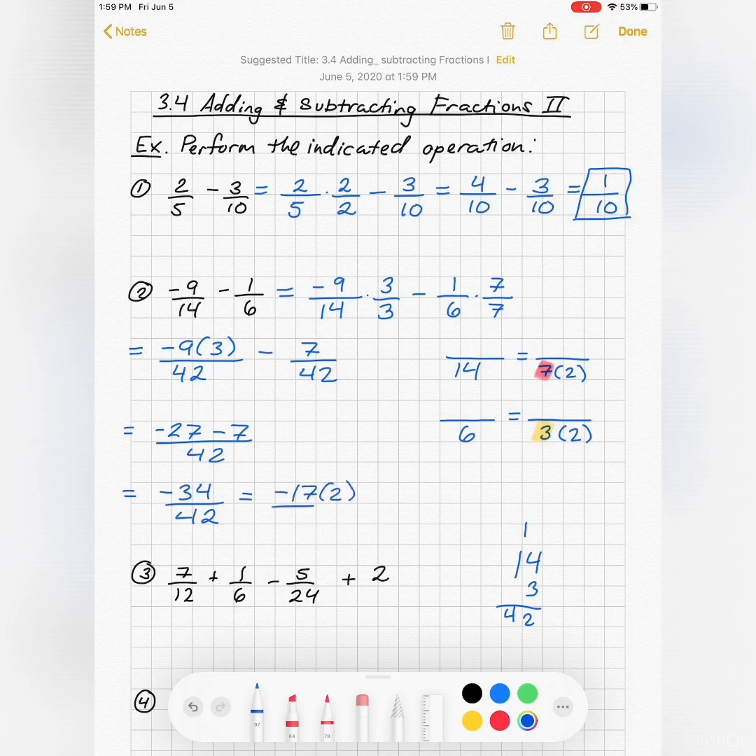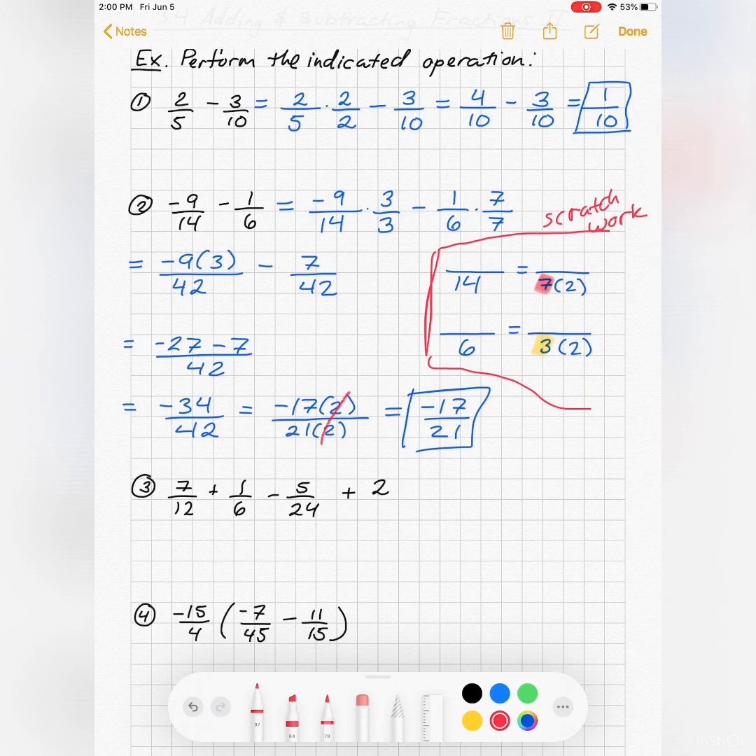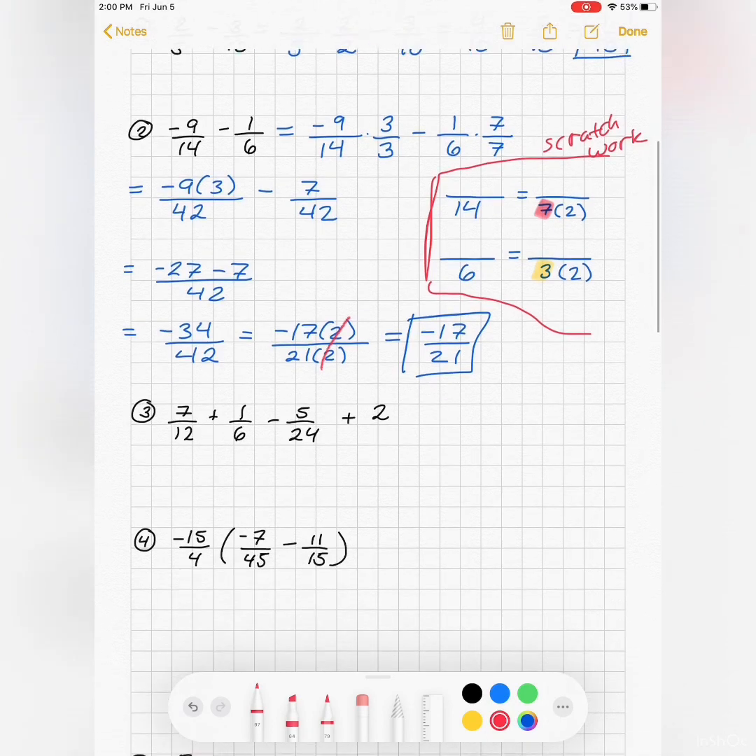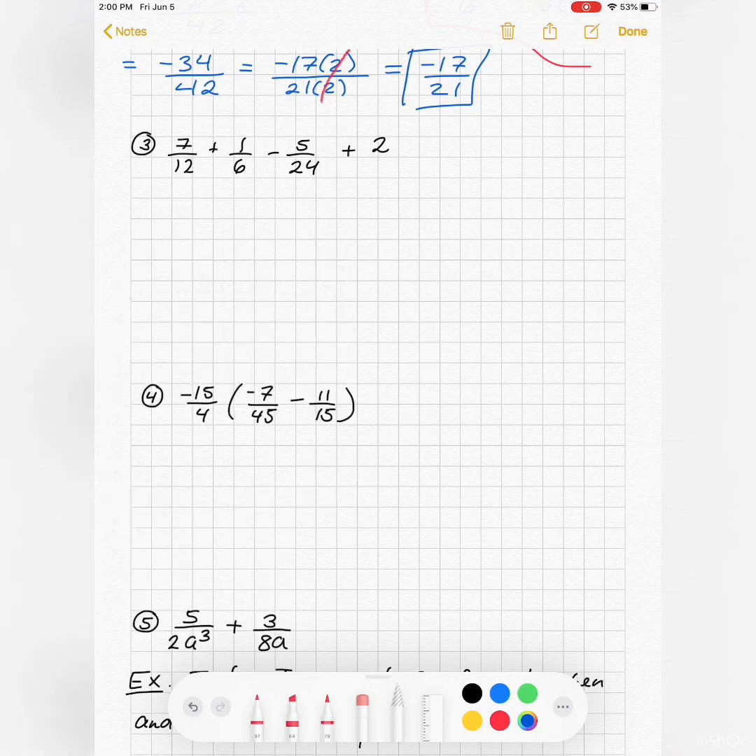Then I reduce. Negative 17 over 21. So this part here, this is scratch work. So I would not put that in line with my other steps. I need more room for these guys.